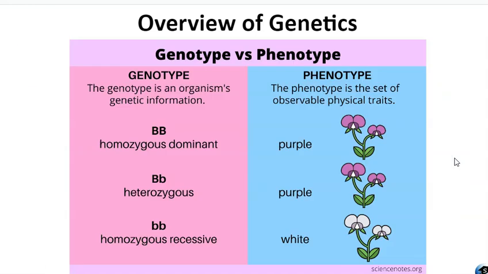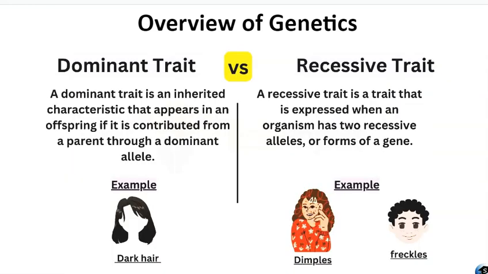So earlier when we were looking at these flowers, right? We've got 2 dominant alleles here with the capital B's, 1 dominant, 1 recessive, and then 2 recessive. So notice that even when you have one of the recessive alleles, if the dominant allele is there, it's going to mask the expression of the recessive allele. Now, recessive alleles can get expressed too, but in order for that to happen, you have to have the recessive allele from each parent. You have to have 2 of them in order for the recessive trait to be expressed.